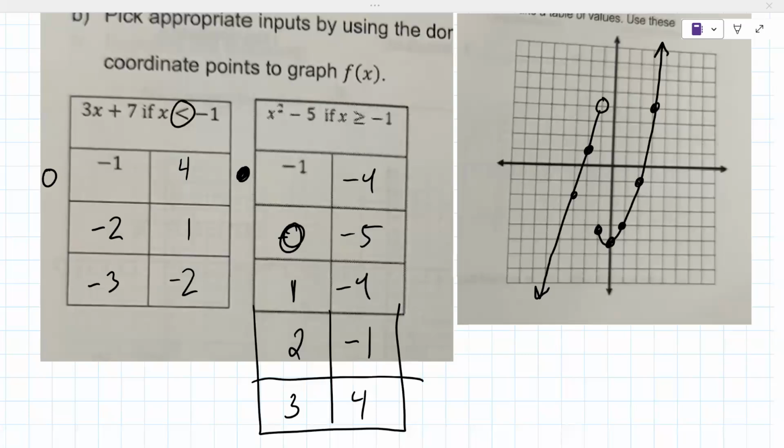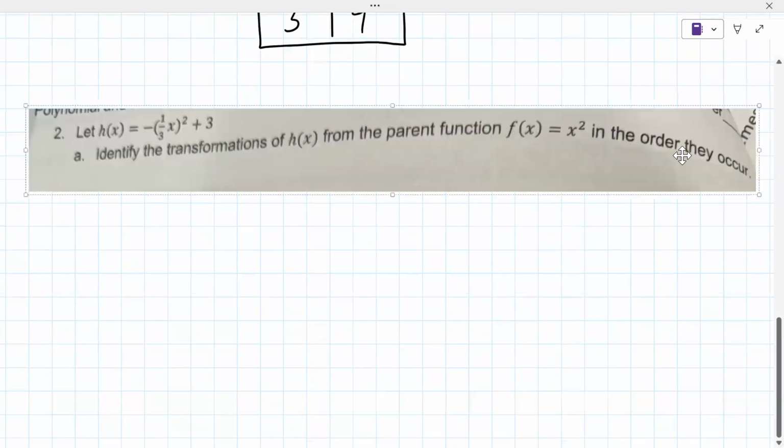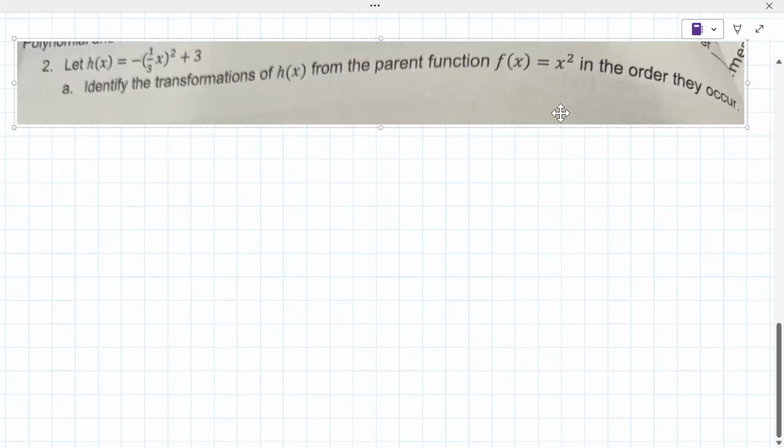Let's move to something else now. Let's go to this number 2 on the other side there. Yeah, we'll look at this a little bit. All right, so here we go. Identify your transformations of h(x) from the parent function f(x) = x squared in the order they occur.